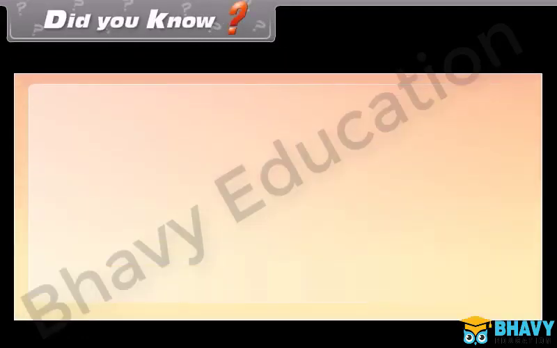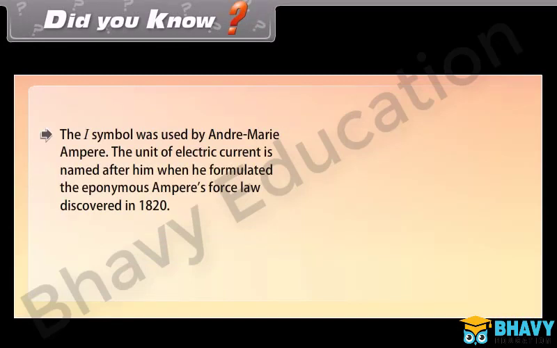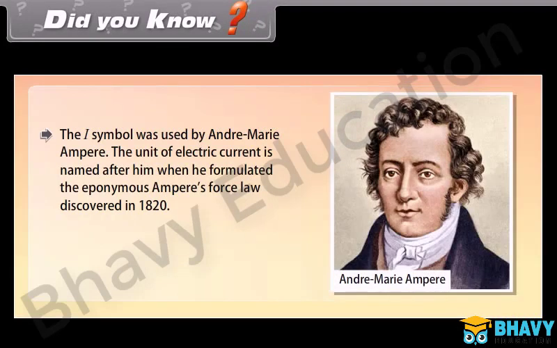Did you know? The I symbol was used by André Marie Ampere. The unit of electric current is named after him when he formulated the eponymous Ampere's force law discovered in 1820.